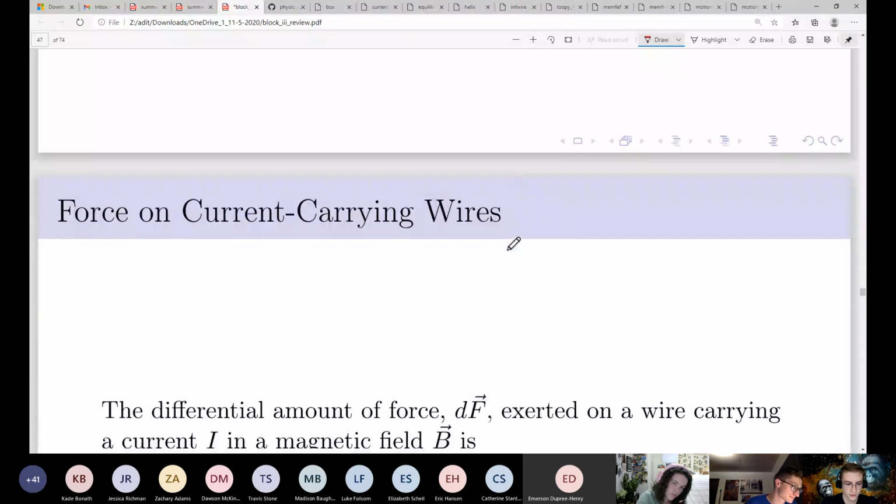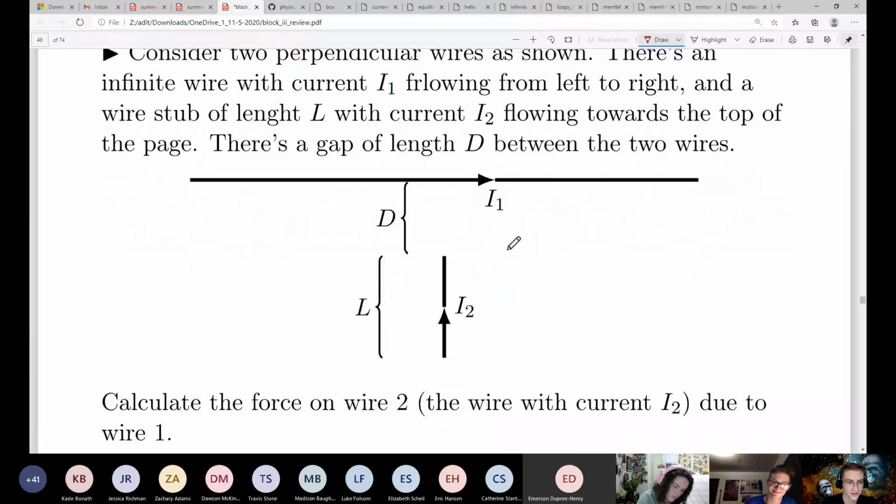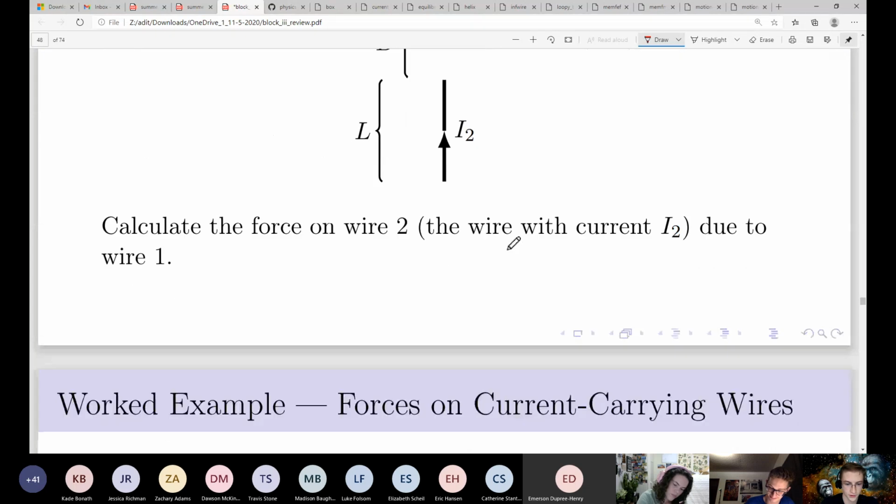I have that slide twice for some reason, whatever. And here's a worked example that we can go through later.